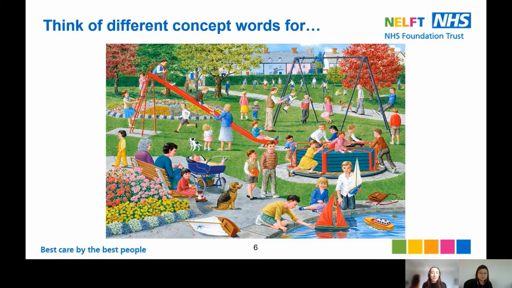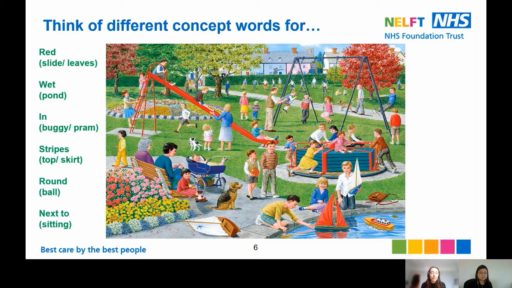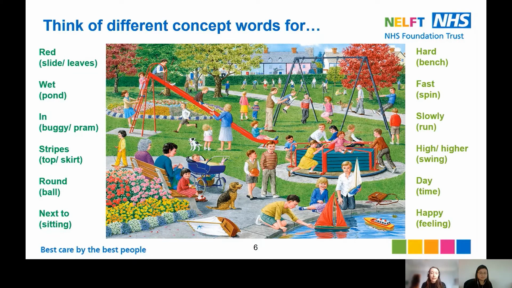Okay, hopefully you've had some time to think of some concept words. Here are some that you might have thought of. And as you can see, these ones are more concrete. Things like red and stripes, in, next to. And here are some more abstract ones. For example, the feeling of happiness is a more abstract concept. And so as you can see, even going to a playground, there are loads of concepts that are both concrete and abstract.